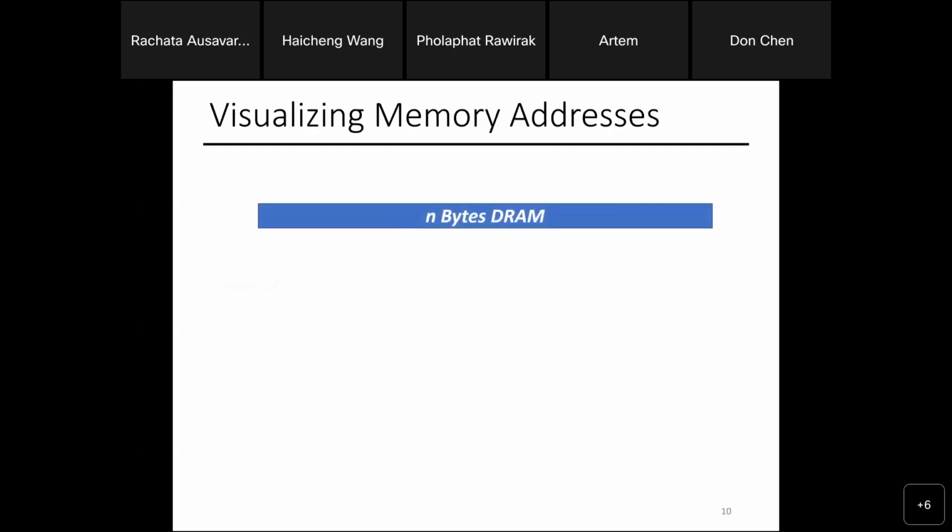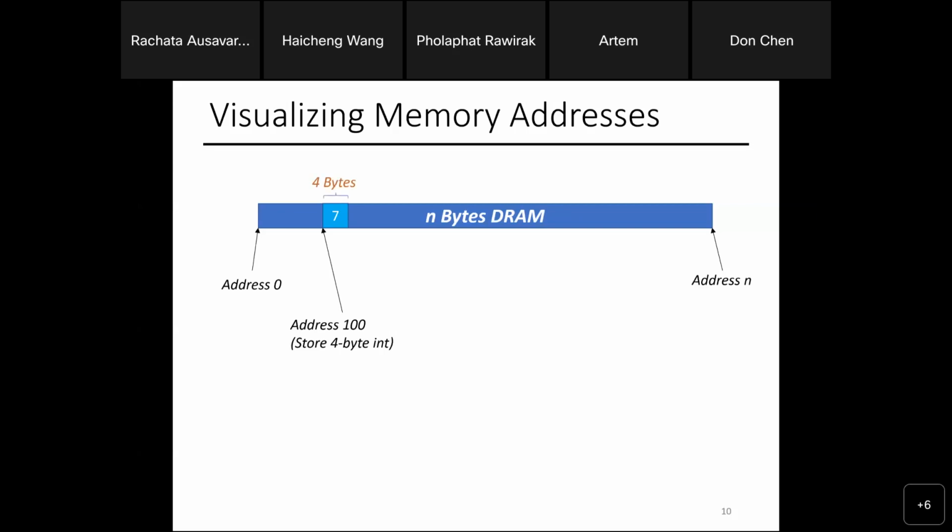To visualize this, let's say you have DRAM of n bytes. It can be like 4 gigabytes or whatever. And let's say there's a number 7 stored at address 100. I store an integer 7 at address 100. How big is an integer? 4 bytes long. All right. So this number 7 would take 4 bytes in size.